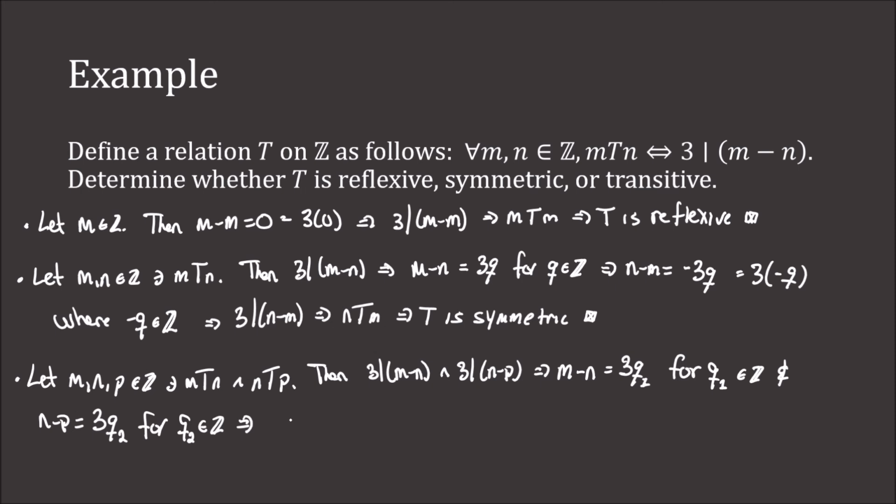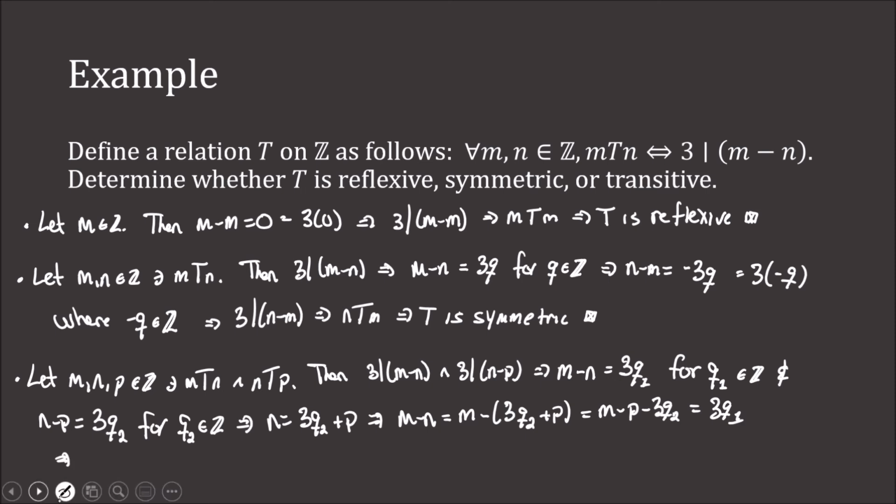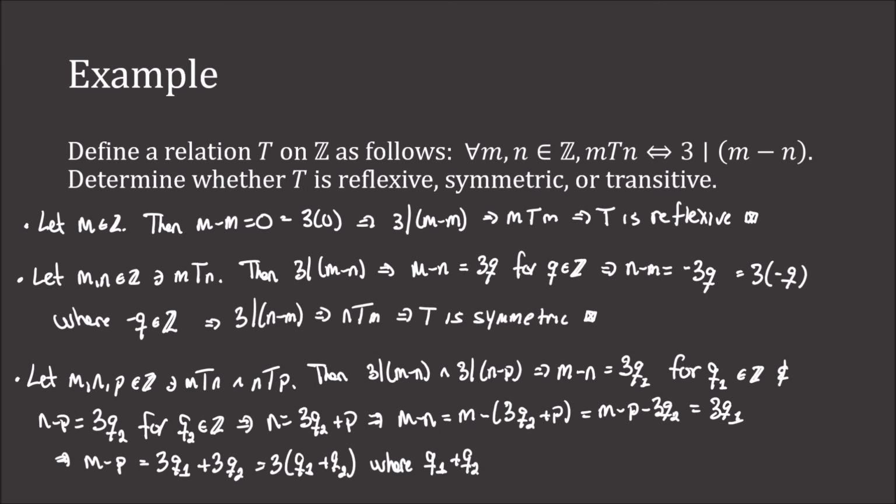This would mean that n is equal to 3q2 plus p, which would mean that m minus n is now equal to m minus the quantity of 3q2 plus p, which equals m minus p minus 3q2, but this has to equal 3q1. So we have that m minus p is equal to 3q1 plus 3q2, which is 3 times q1 plus q2, and q1 plus q2 is an integer. So this means that 3 divides m minus p, which means that m is related to p, which means T is transitive.